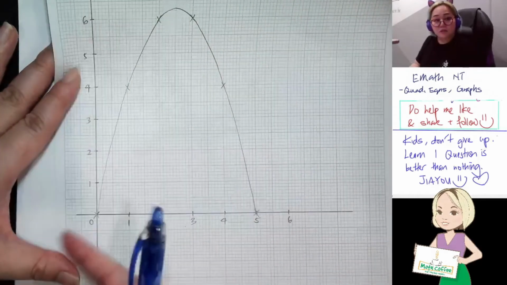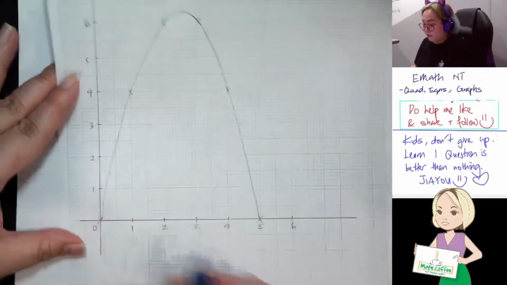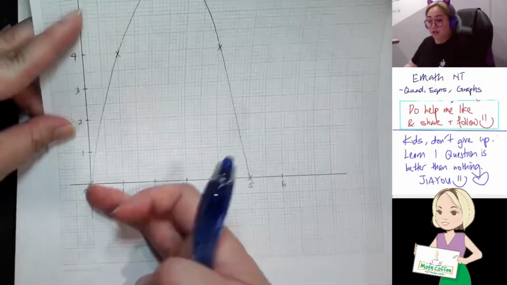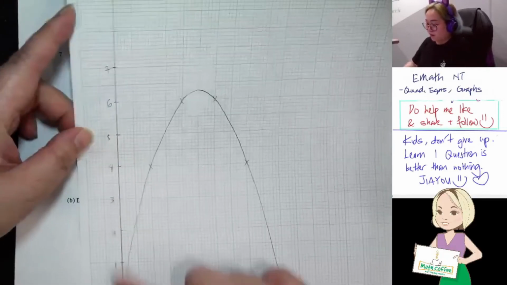So you can see that I don't need any negative x. Positive y, same thing, is 0 to 6. So you see that I don't have any negative y. So from 1 to 6.